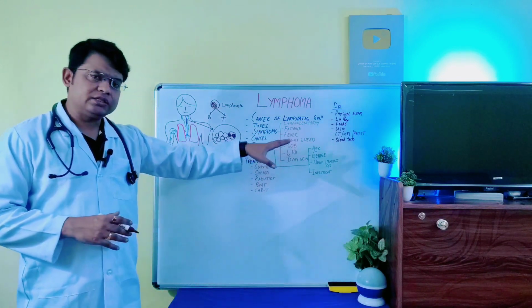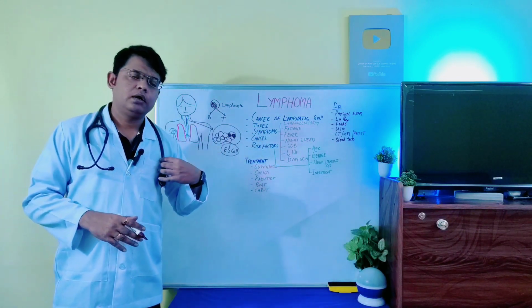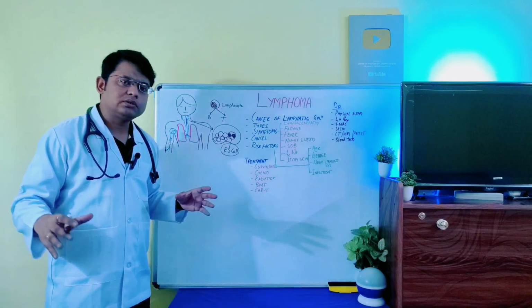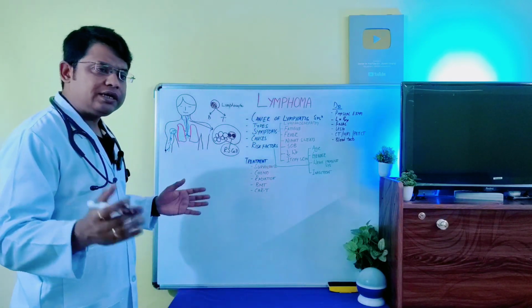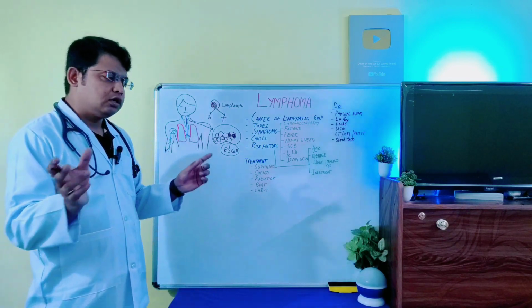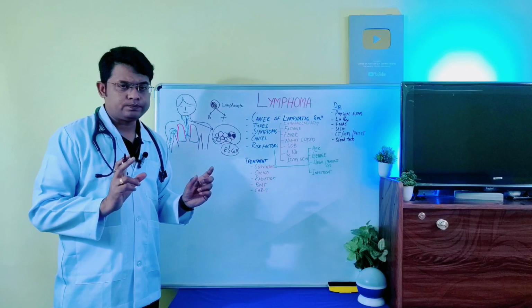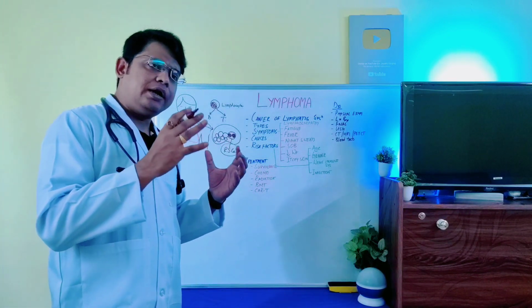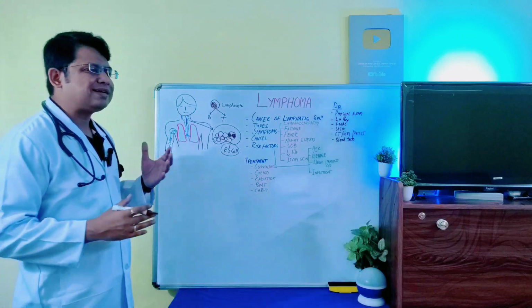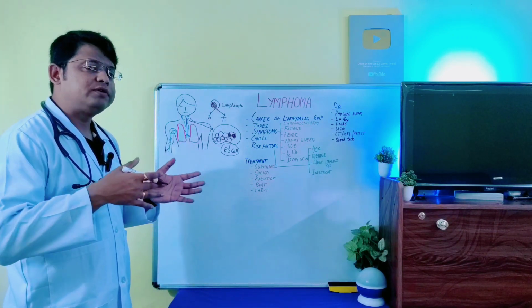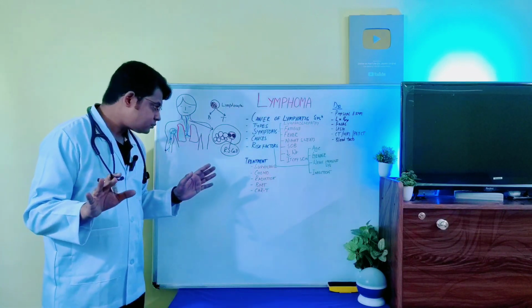The first one is age. Some types of lymphoma are commonly seen in some age groups. Suppose Hodgkin's lymphoma, it can be seen in early age group as well as in elderly patients, so it has a bimodal distribution. Other lymphomas have a specific median age of presentation. Some present at the age group of 30 to 40. Some are common at the age group of 50 to 60, like that.